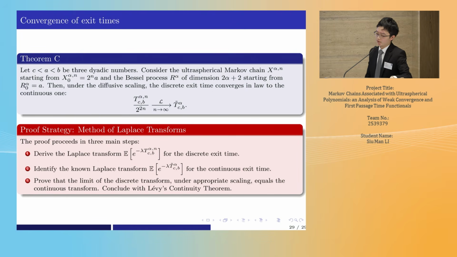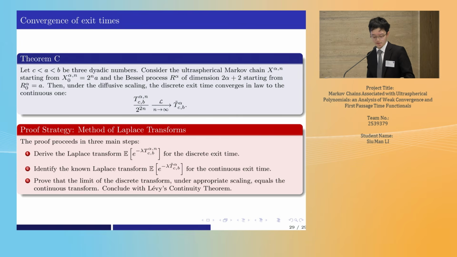The concept is similar for the exit time as well. First, we set up two martingales, the first using the Legendre function, and the second using the lambda potential. And then applying the optional stopping theorem, we obtain a system of equations, which allows us to derive the explicit expression for the Laplace transform of the discrete exit time.